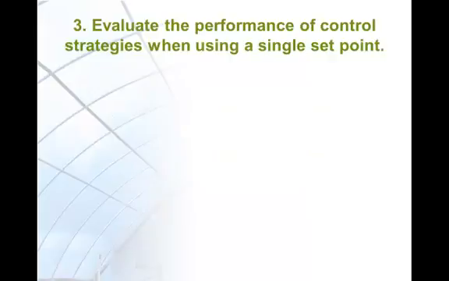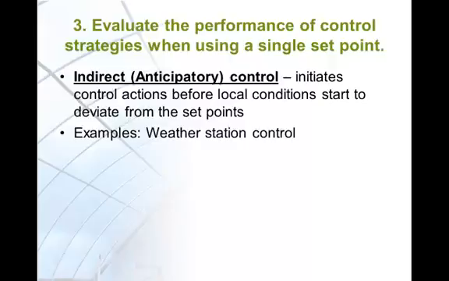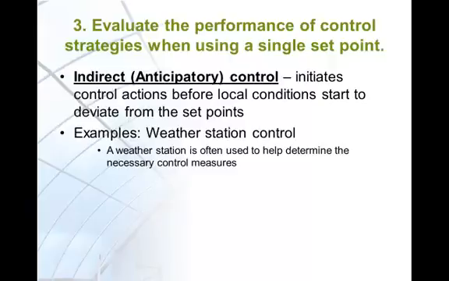On this slide, we will move on to discuss the indirect or anticipatory control that was mentioned at the beginning of this module. Anticipatory control initiates control actions before local conditions start to deviate from the set points. Let's recall the example verbally touched on at the start of the module. A weather station is often used to help determine the necessary control measures.